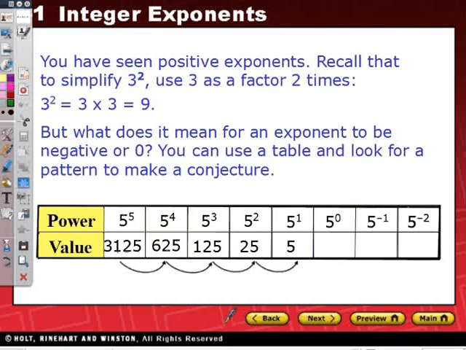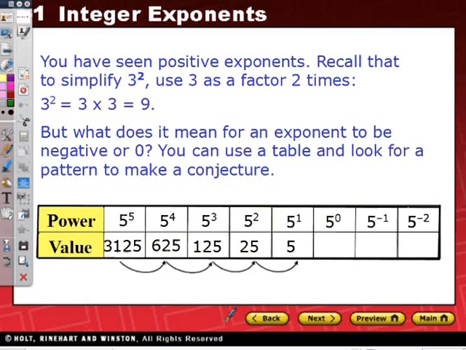So we know how positive exponents work. That's what this section's about, both positive and negative exponents, right? So we know that if we have 3 squared, that's 3 times 3 equals 9. But do you remember what happens when we have those negative exponents or zero exponents?